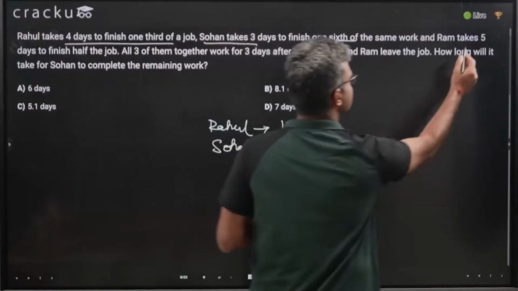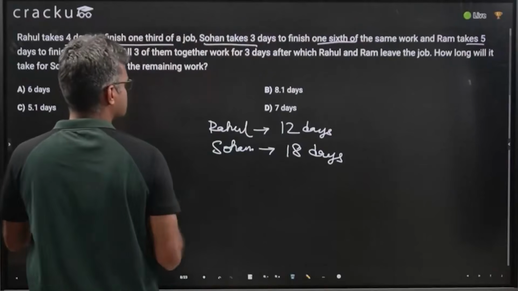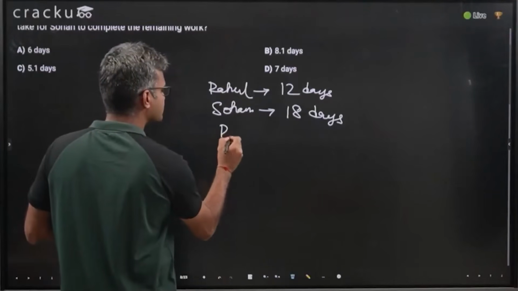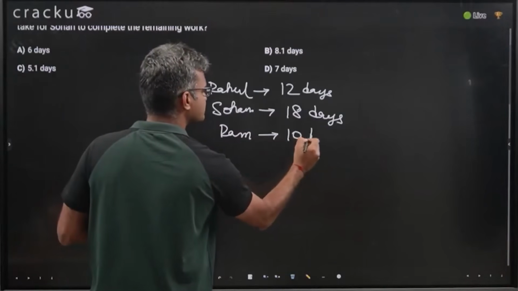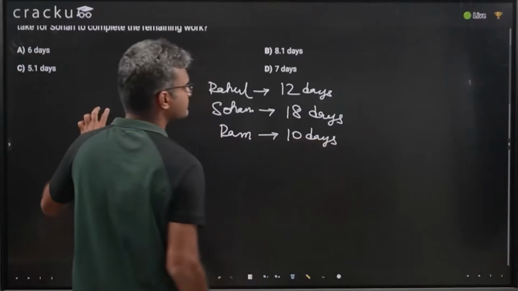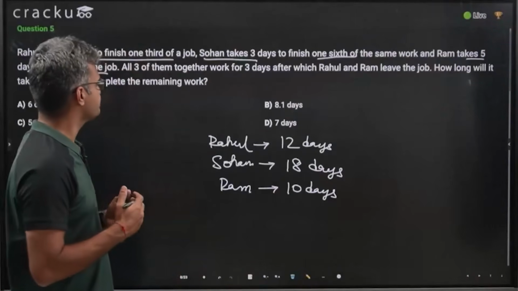And Ram takes 5 days to finish half the job. So Ram is going to take 10 days to finish the job, which is 5 divided by 1 by 2 or 5 into 2.